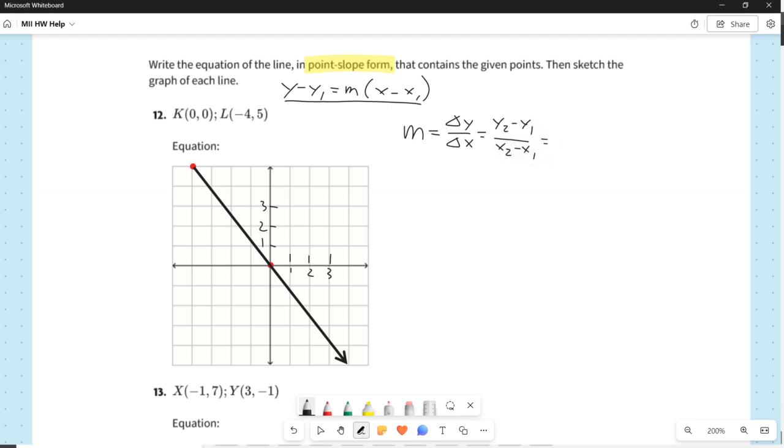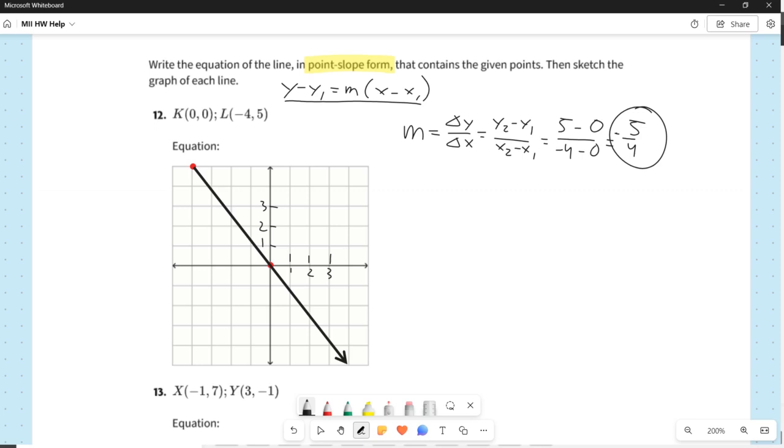And the two points here are (0, 0) and (-4, 5). So y2 is 5, y1 is 0, x2 is -4, and x1 is 0. 5 minus 0 is 5, and -4 minus 0 is -4. I'm going to pull the negative out front, and so our slope here is -5/4. And again, you could have easily gotten that from the graph as well. You would have gotten -5/4 for the slope there as well.